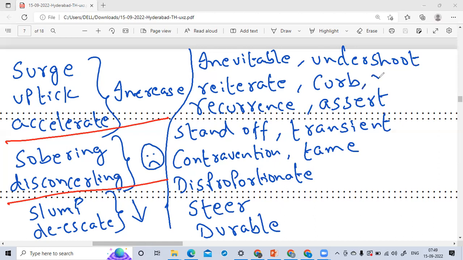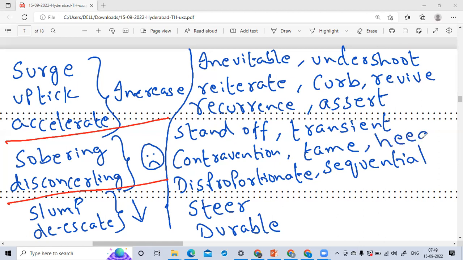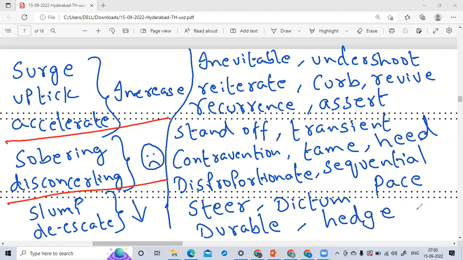So revive is to start from the beginning happily. Revive. Revival. So there is a beautiful word called sequential, in the right order. Sequential increase means increase in the right order. Heed, beautiful word, my dear friends. Heed is a fantastic word. Heed is attract or attention. Dictum, very, very important word for exams. Dictum is a formal announcement or a kind of judgment also. And hedge. Hedge is control. Hedge is having power or having control about something. Pace. Pace is what, my dear friends? Speed.